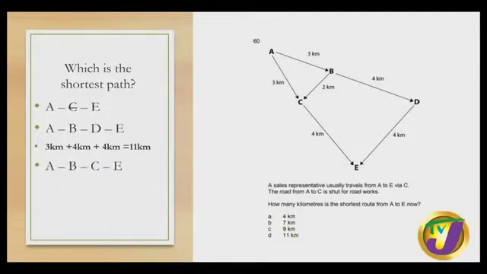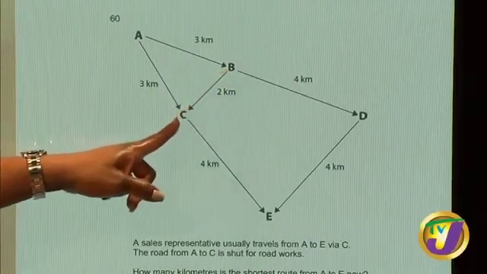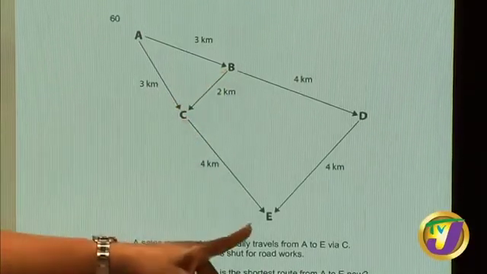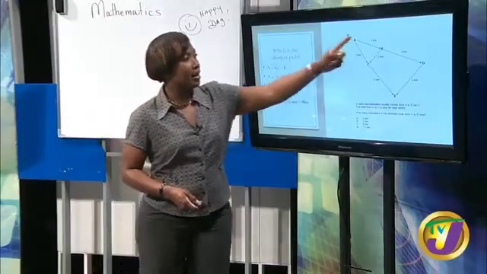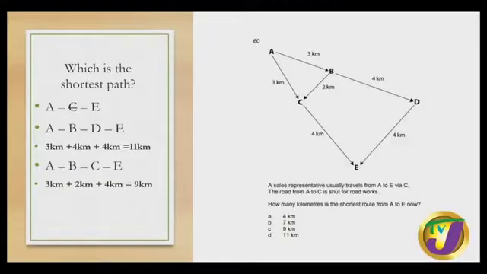But there's also another way. A to B, you can go to C via B and then go to E. Let's look at that distance. So it's 3 kilometers here, 2 here, and then 4 there. And as you can see, that gives us 9 kilometers. So that path would be the shortest and the total would be 9 kilometers. Choice C.